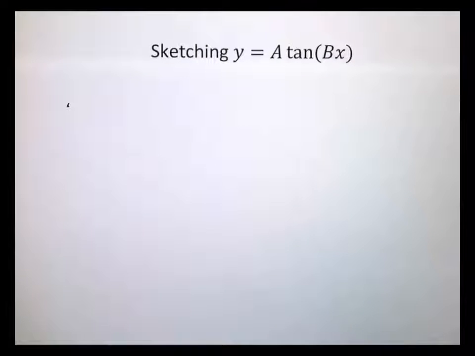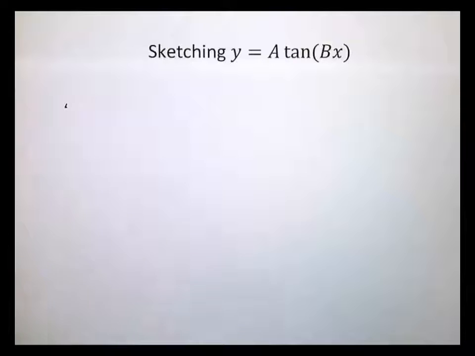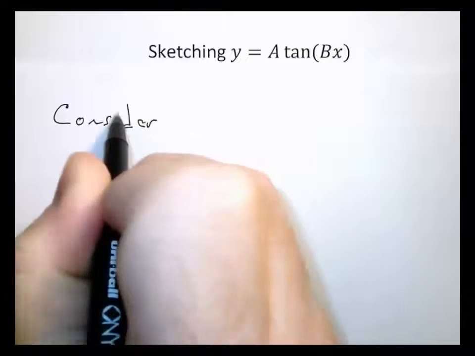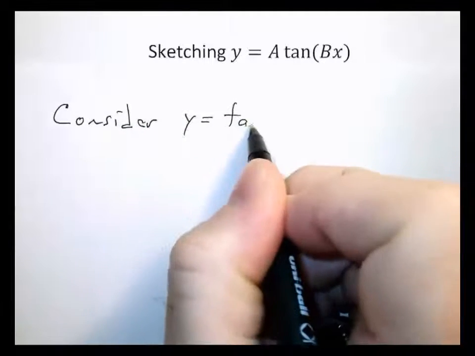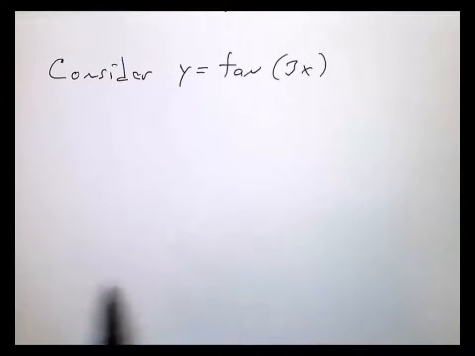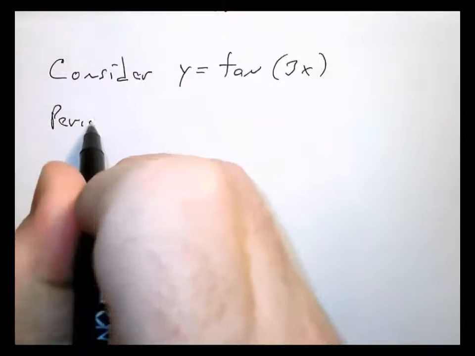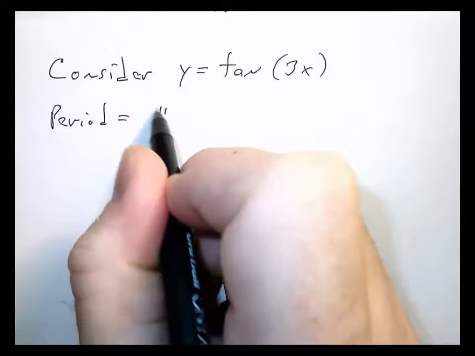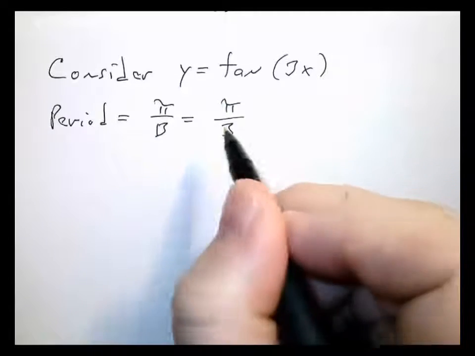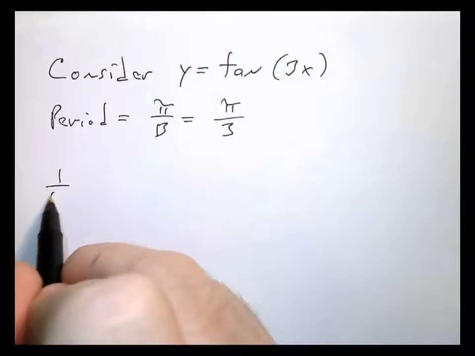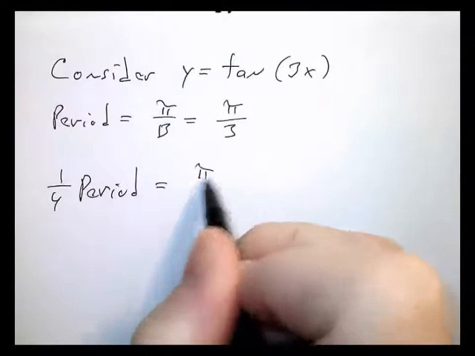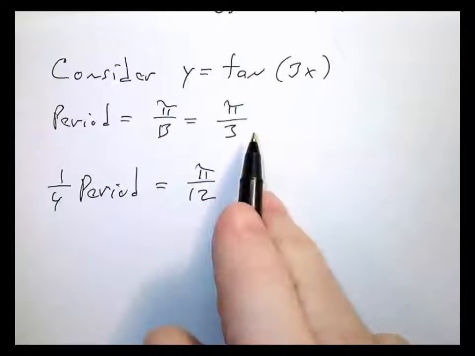Okay, now we'll consider another example of y equals a tangent bx. I want to consider y equals the tangent of 3x. So I know that my period, pi over b, is going to be pi over 3. So 1/4 of the period is going to be pi over 12. You multiply pi over 3 by a quarter, you have that.